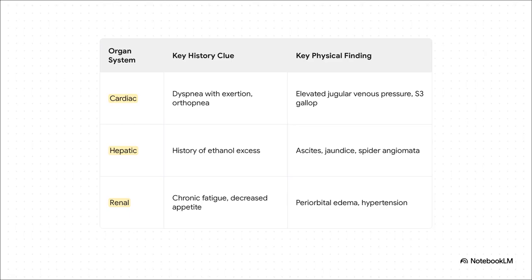For instance, is your patient getting short of breath just walking to the mailbox? That points toward a cardiac cause. A history of heavy alcohol use and their skin looks yellow? You gotta think liver. What about puffy eyes, especially in the morning? That's a classic sign of a kidney problem.